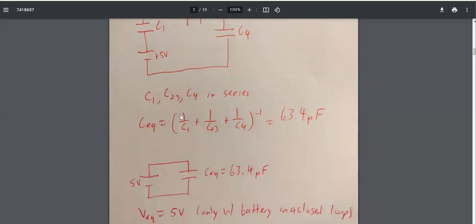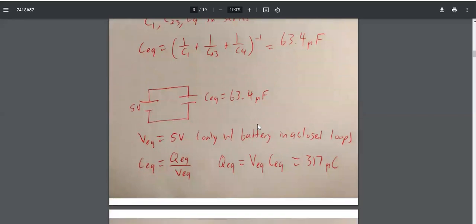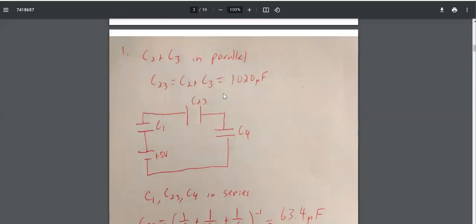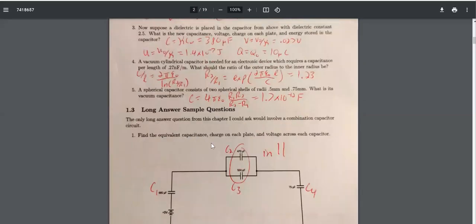For capacitors in series, this is the rule that we use. We add up all of the inverses and we take the inverse of that. So we redraw the circuit one more time and we only have one equivalent capacitor now. Okay. Now the question also asks for us to find the voltage across each capacitor and the charge on each plate.